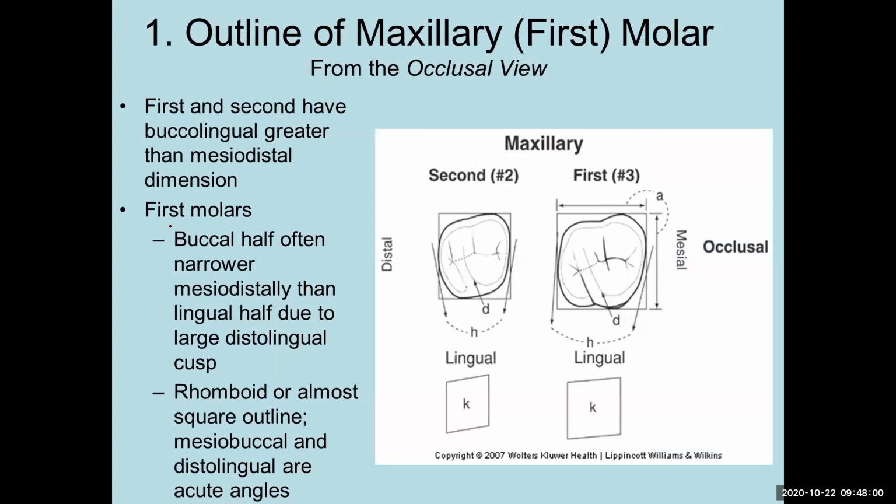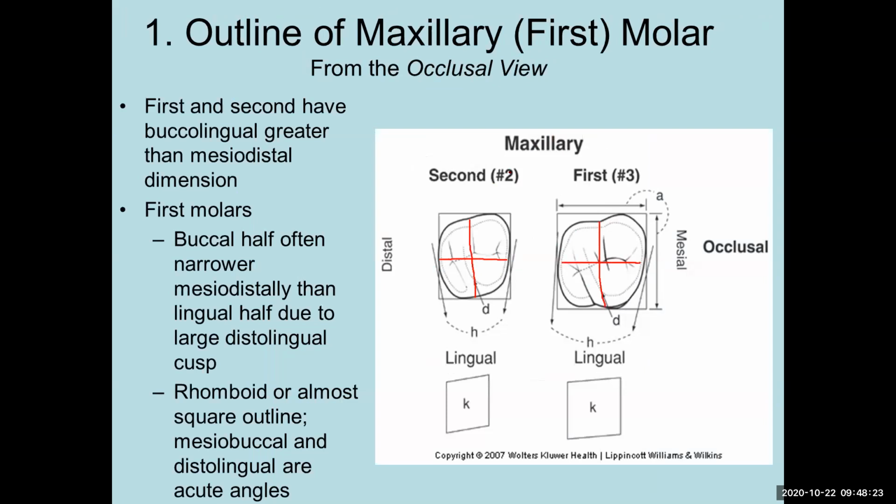Okay, the first and second molars have buccal lingual that's greater than the mesial distal dimension. So it's what they're talking about, it has a buccal lingual dimension that's greater than the mesial distal. Buccal lingual is greater than the mesial distal.